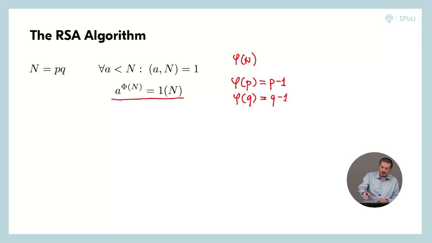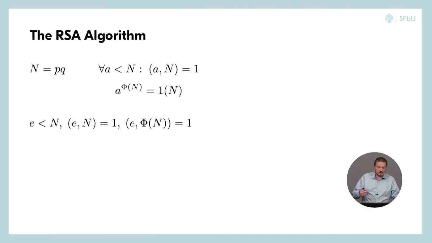And for their product, for N, Euler's phi function equals P minus 1 multiplied by Q minus 1, because Euler's function is a multiplicative function. Now, having all this, we can choose some random number E less than N and coprime both to N and to phi of N.